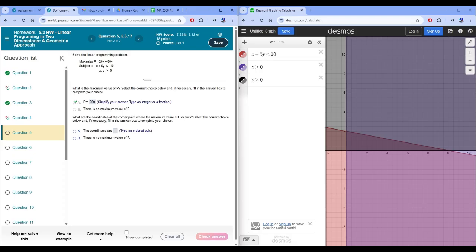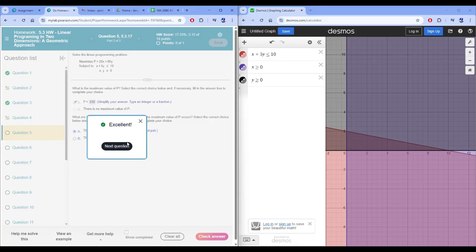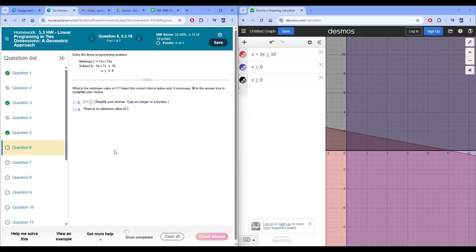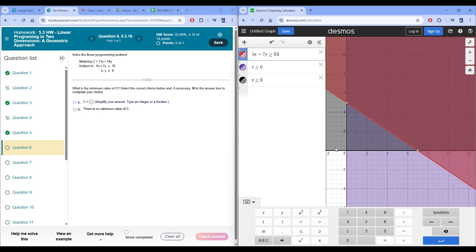What are the coordinates of the corner point where that maximum value occurs? I said that maximum value occurred at 10, comma 0. Alright, same exact thing here. So now I'm just going to change it. This is going to be 5x plus 7y is greater than or equal to 30. Delete 35.